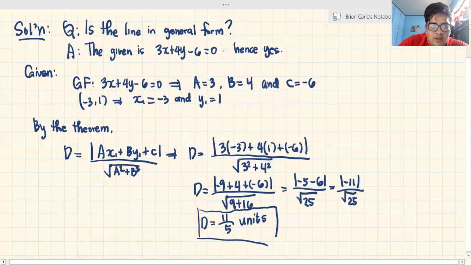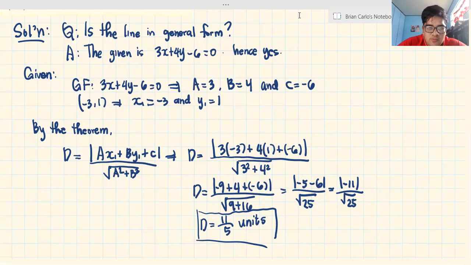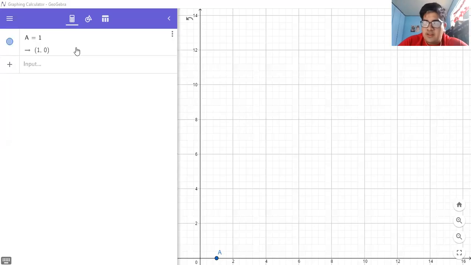Ngayon, gusto natin makita in GeoGebra ano yung itsura ng given natin. So, ano ito? Let's open up our trusty GeoGebra. Ngayon, anong points na given natin is negative 3.